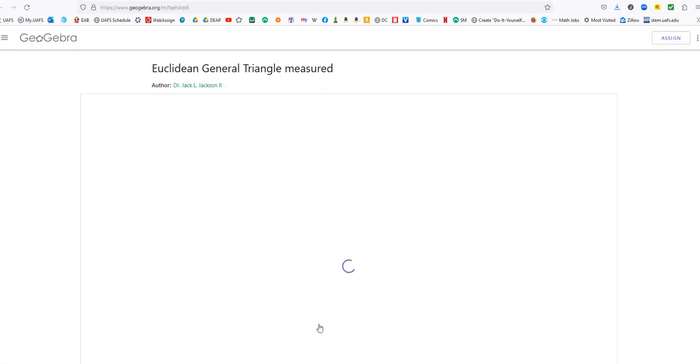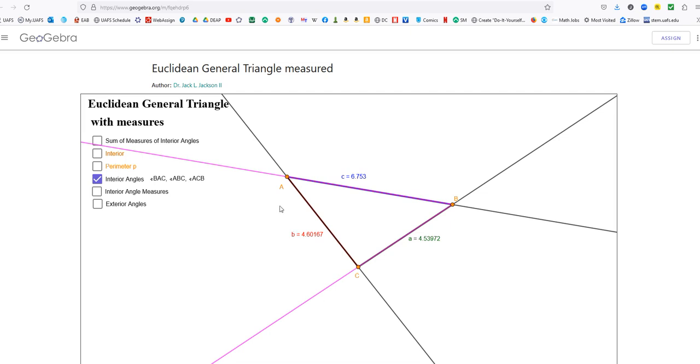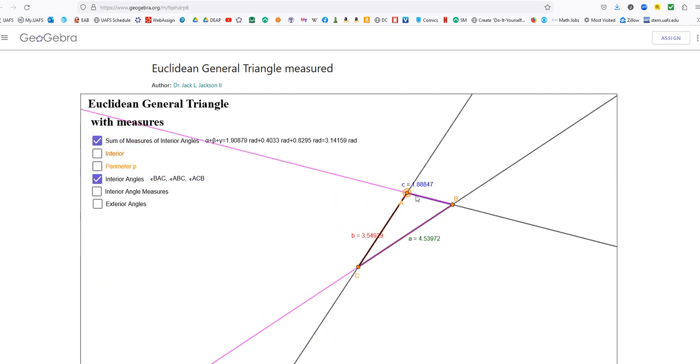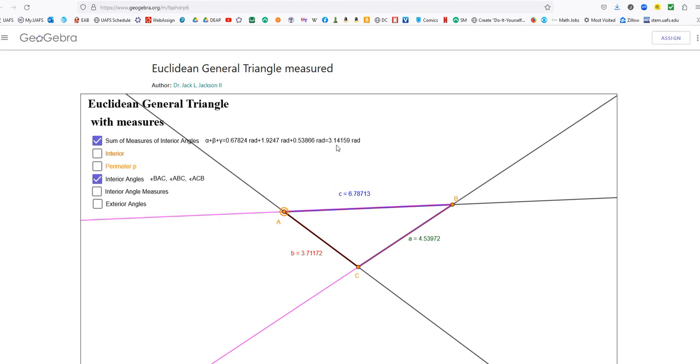So here is a general triangle. This is one we did before, and we looked at the sum of the interior angles, and we see that it's always pi radians, 180 degrees. You can actually measure them, have GeoGebra add those three numbers up for you, and see that it always turns out to be pi if you're in radians, or 180 degrees if you're in degrees.